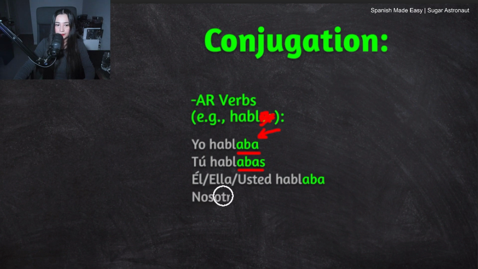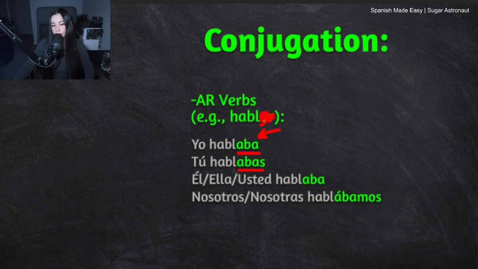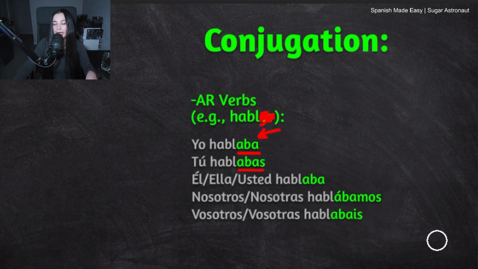The next one, nosotros or nosotras hablábamos. Nosotros or nosotras hablábamos. We were speaking or we were talking. Okay. Vosotros or vosotras hablabais. Vosotros is used in Spain and it means you, plural. Same with vosotras. The difference is vosotros is masculine, vosotras is feminine. Hablabais, hablabais.